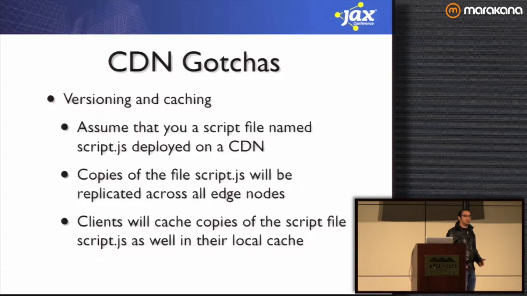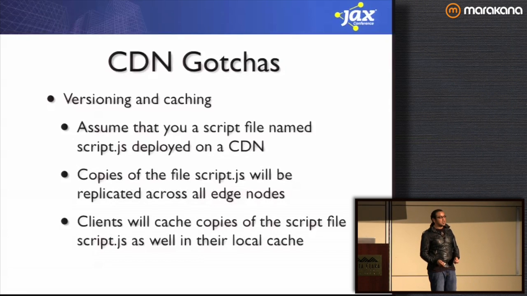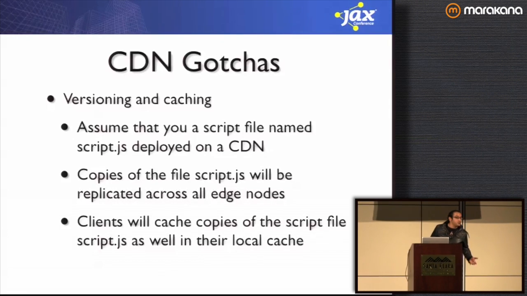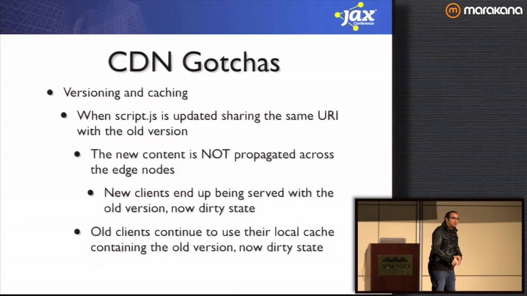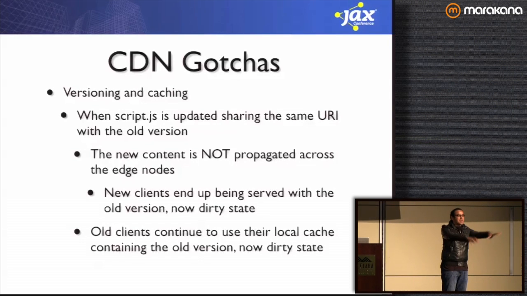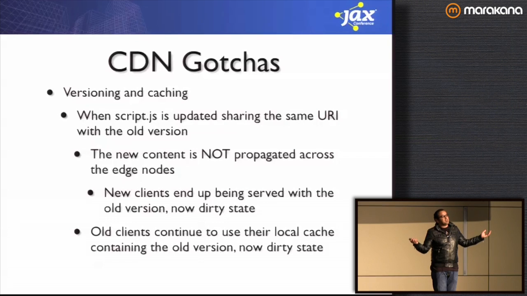Also, every time your Japanese client goes to the Japanese edge node, he caches script.js in his local browser cache. Most browsers do that, so you end up with another layer of redundancy. The problem is that when you fix a bug in script.js and update it, that new content will never propagate throughout the edge nodes of your CDN, because the file is named the same. You deploy a new script.js, and all of these nodes look at it and say, I already have script.js, not realizing that they have the older version.